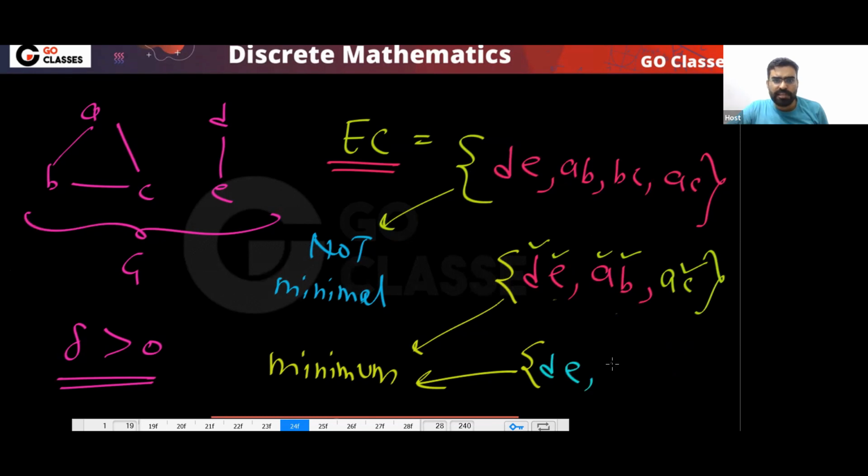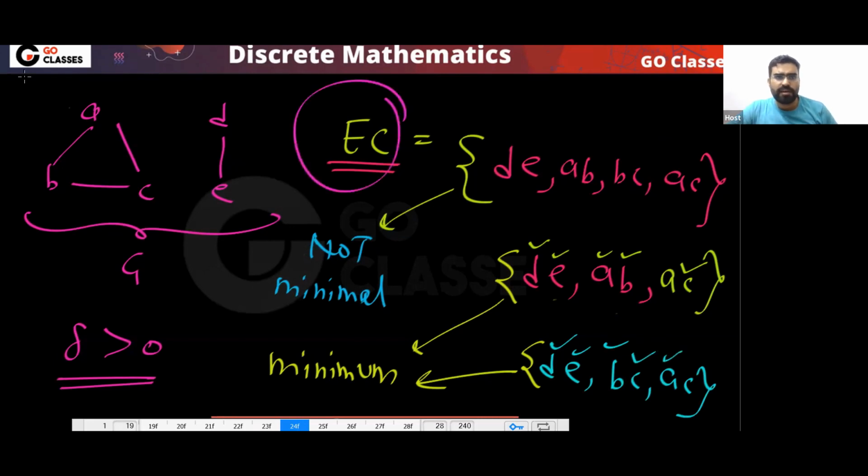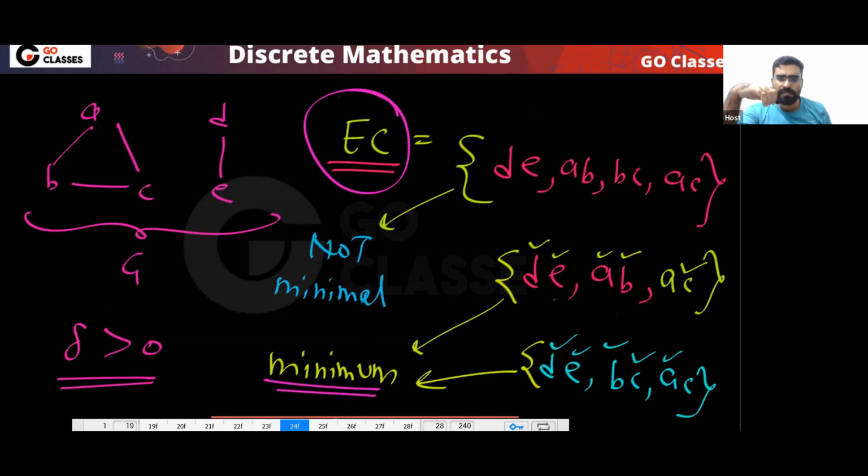I can also say DE, I can take A, I can take BC and AC. Now you can notice all the vertices are covered. This is correct. So is this clear? Edge cover means edges which will cover all the vertices. You can notice this is not minimal. These two are the minimum edge covers.